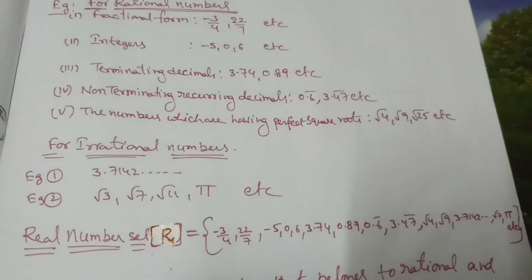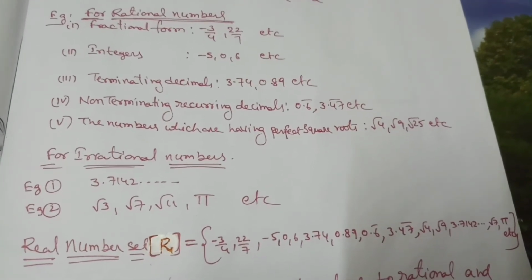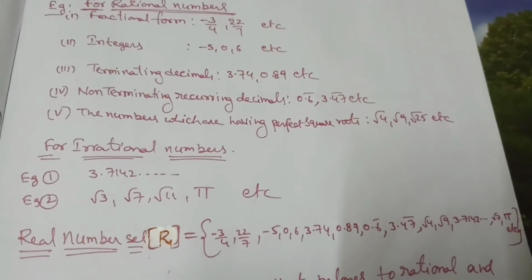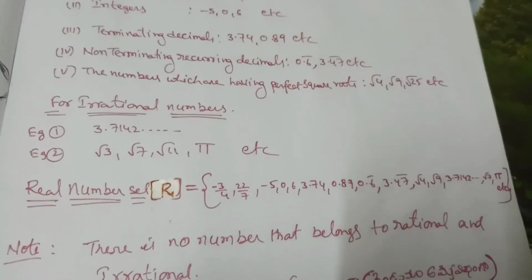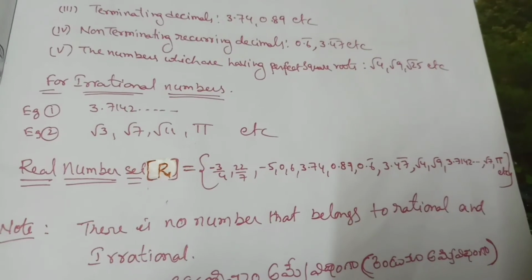So the real numbers set R is equal to rational numbers plus irrational numbers, which I wrote here. We observed here there is no number that belongs to both rational and irrational.